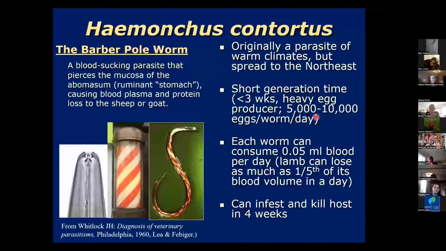5,000 to 10,000 eggs each, and multiply that by all those having babies. So each worm can consume 0.05 mLs of blood, which doesn't sound like very much blood until you multiply it times all those worms. And a lamb can lose as much as 1/5 of its blood volume in a day. You can imagine that makes them not feel very well. And it can infest and kill a host in 4 weeks.